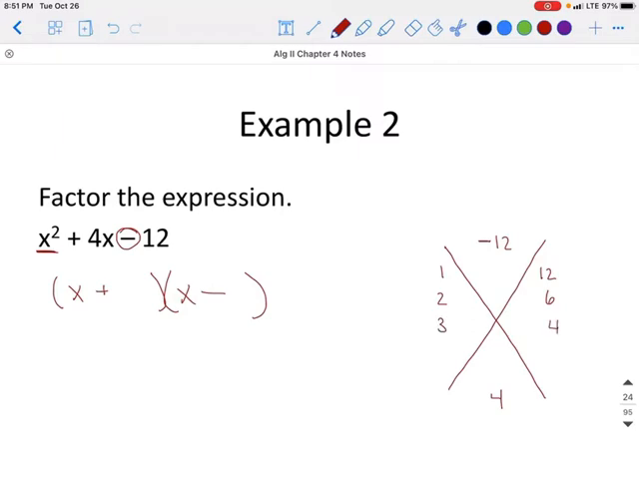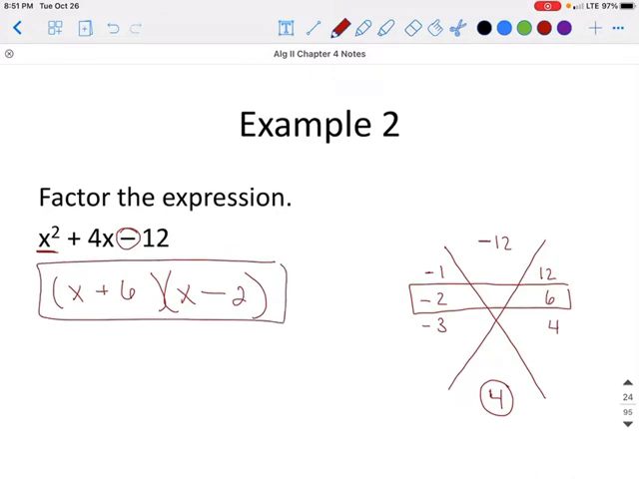Now we do know that one side is going to be positive and the other side is going to be negative. But since it's going to be a positive when we're done adding, we do know the larger numbers are going to have to be positive. So our smaller numbers would have to be negative. Now we're looking for the combination that'll add to give us 4, which is going to be negative 2 and 6. So we have a positive 6 and a negative 2.